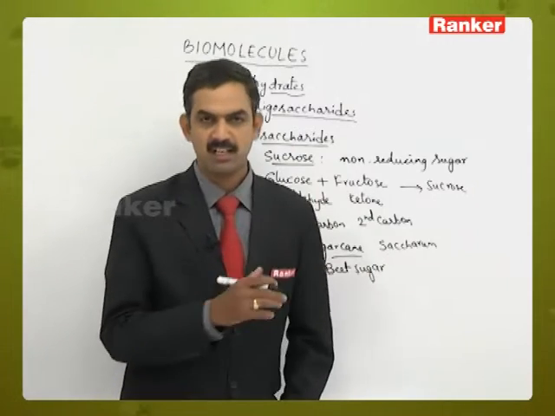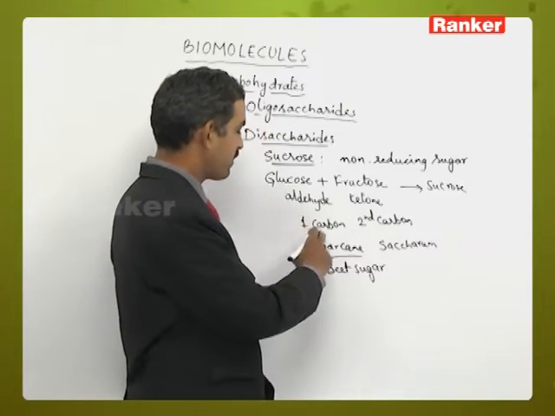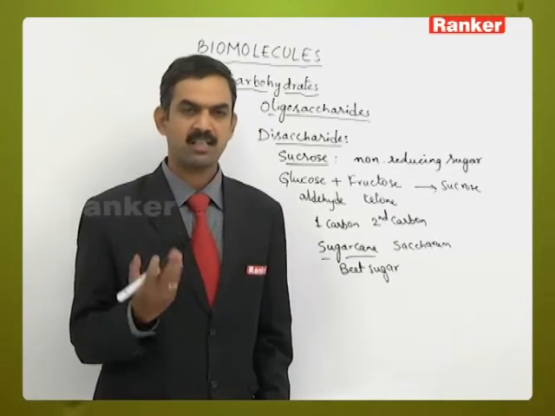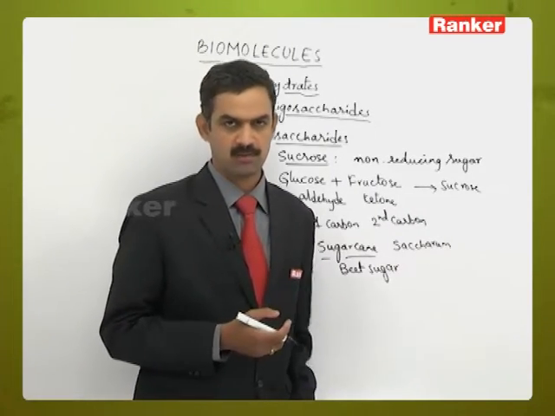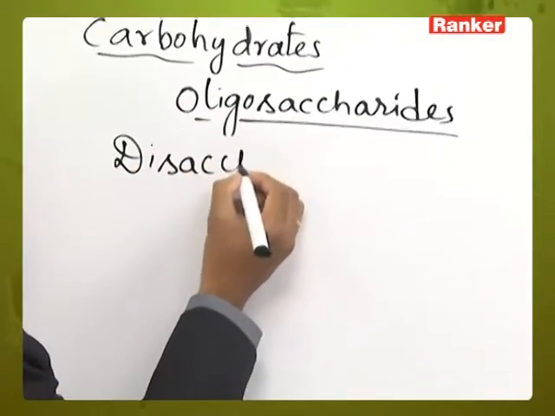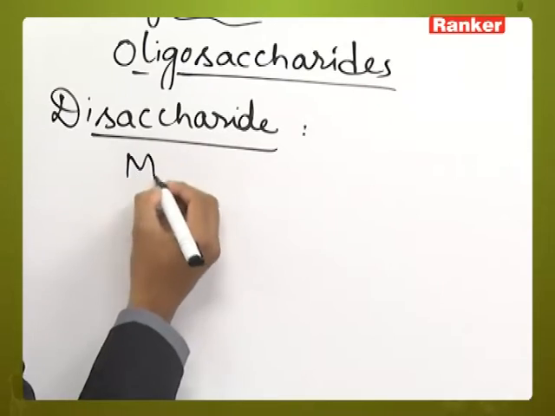A sugar beet will contain this type of sucrose molecule, where the bonding is present between the first carbon of one monomer and the second carbon of the other monomer. Next type of disaccharide molecule is maltose.